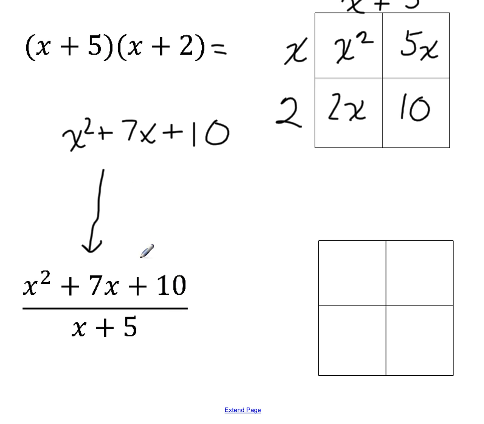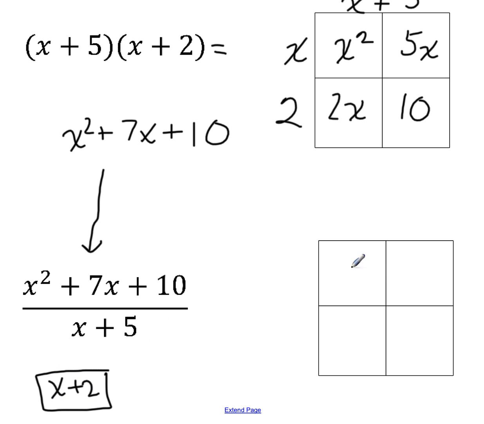I hope it makes sense to you that because when I multiplied I got that product, now if I take that product and divide by one of the factors, I hope you could predict that the solution here is going to be x plus 2. And it is. But how the heck am I going to do it if I don't already know the answer? So I'm going to show you that. So we're keeping in mind that the solution is x plus 2.